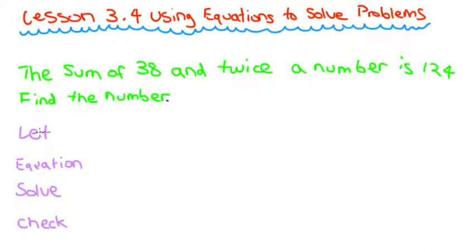So we're gonna solve it using these 4 steps: a let statement, the equation, solving it, and checking. So what is a let statement? Well, what are we trying to find in this statement? What do we not know? Find the number. We don't know what the number is, so we'll assign it to a letter, a variable. So let x equal the number, because we don't know what the number is. We don't know what x is.